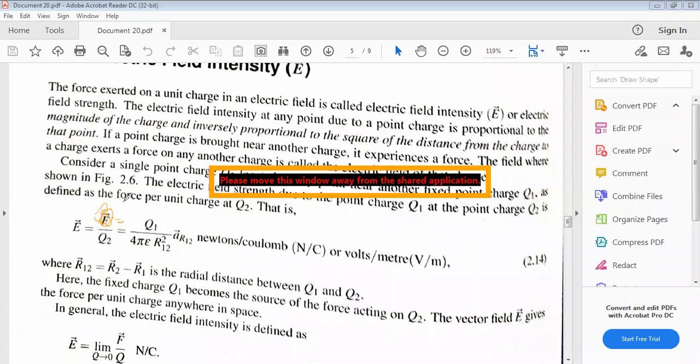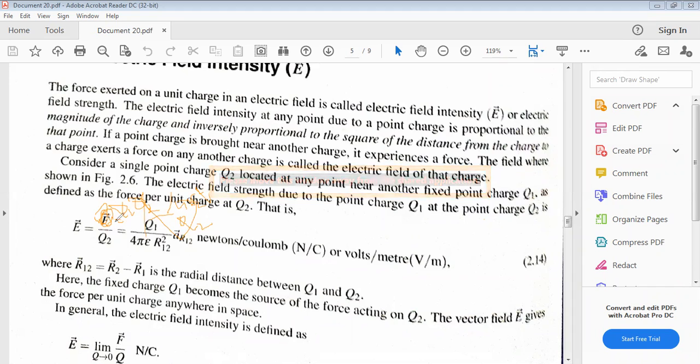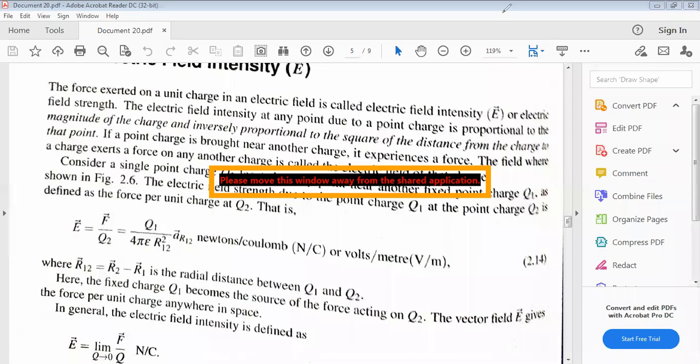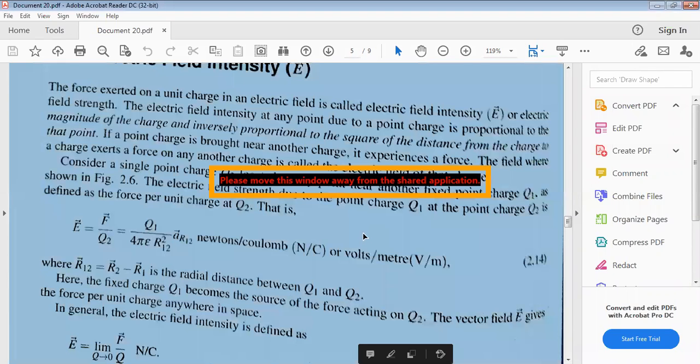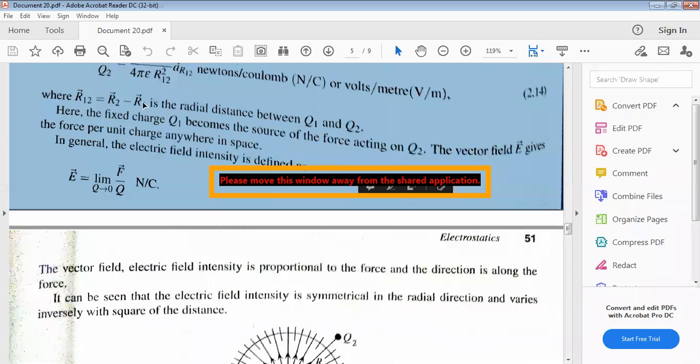F equals Q1 Q2 by 4 pi epsilon R square, divided by Q2; Q2 cancels, leaving only Q1 by 4 pi epsilon naught R square. From that, E equals Q1 by 4 pi epsilon R12 square in the direction of R12, where R12 equals R2 minus R1 is the radial distance between Q1 and Q2.